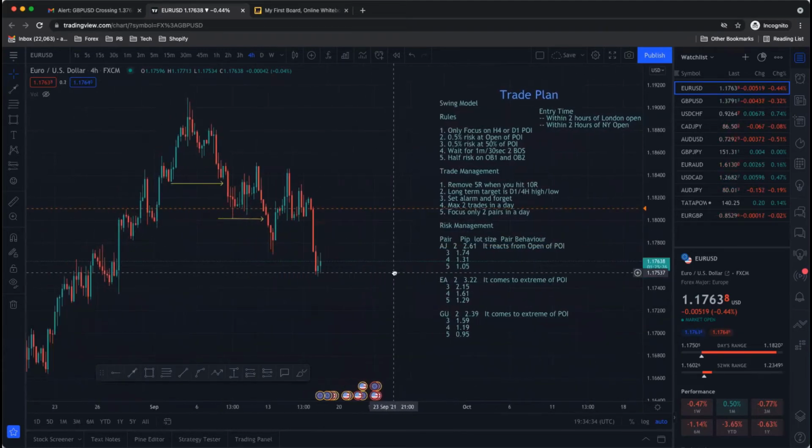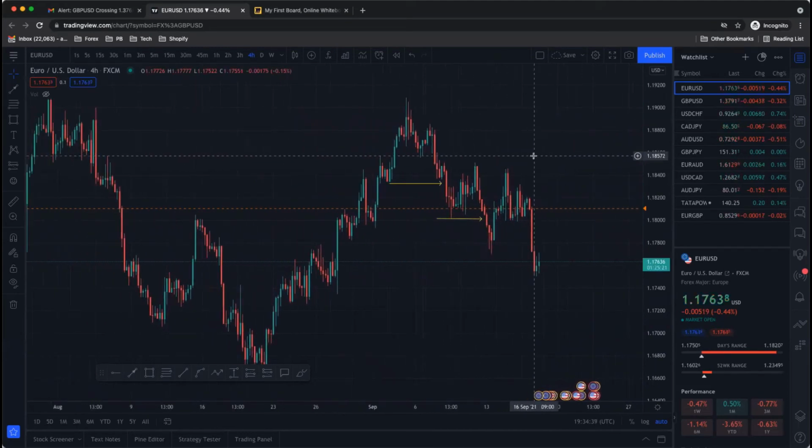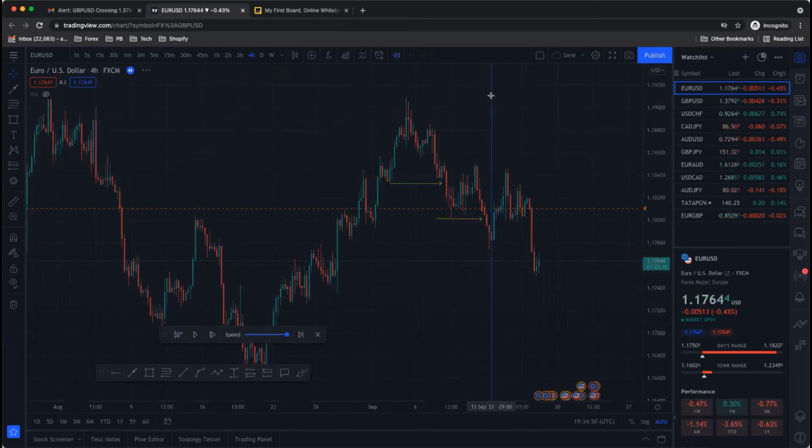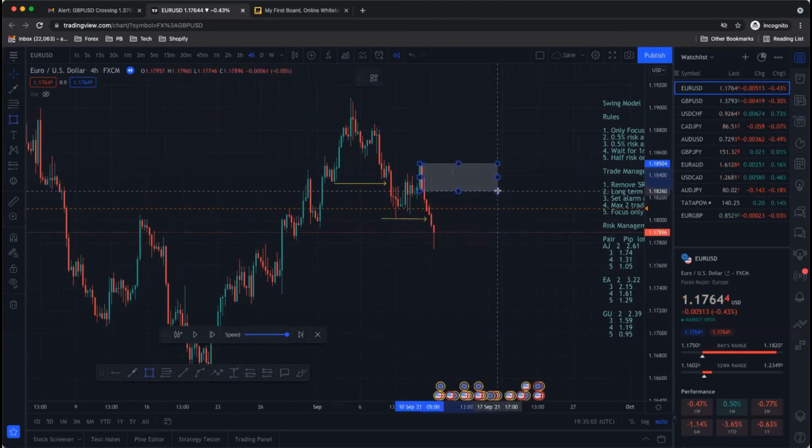Right, so let's take an example of this pair, EUR/USD. We have a 4-hour breakup structure, again breakup structure. So what do you want to do? This is a clear-cut order block which broke this low. So we're going to mark this as a 4-hour.